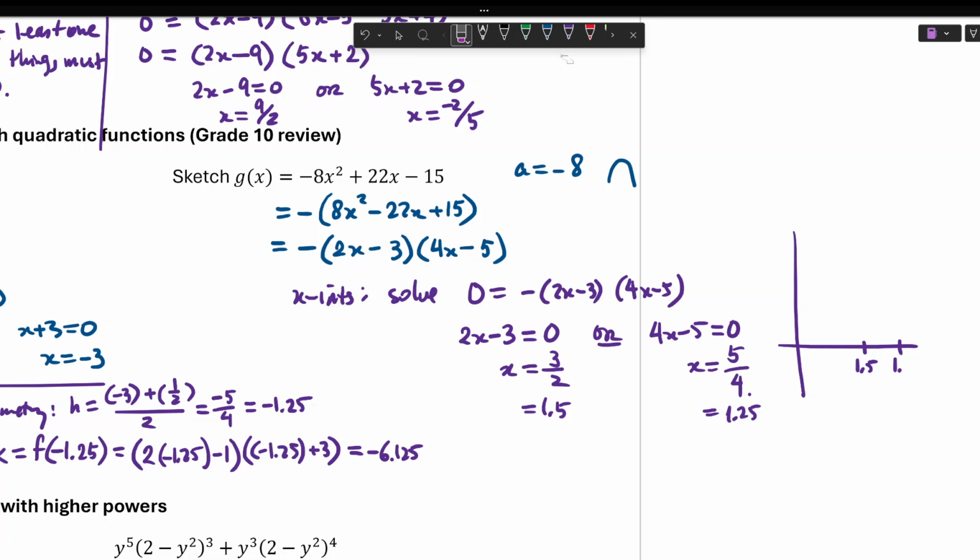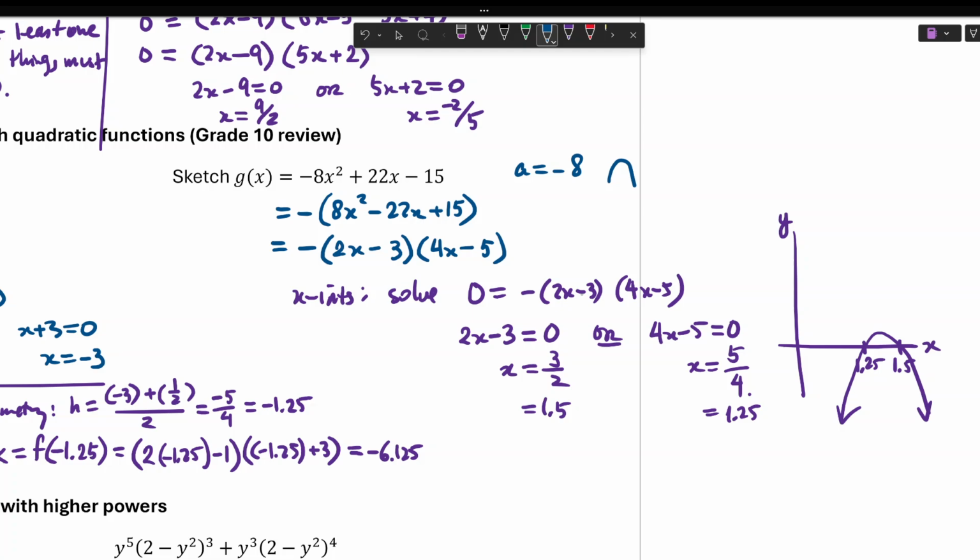So if you were to graph it somewhat to scale, let's say it looks kind of like this. We also know that it's a sad face parabola, concave down, something like this. Now, again, if you just want a quick sketch of that with the x-intercepts, that's what you do.